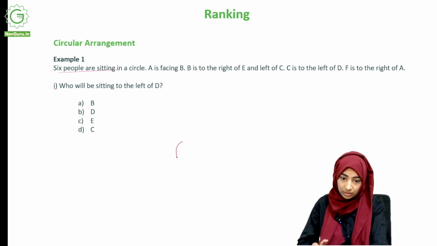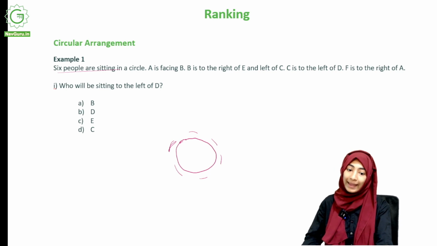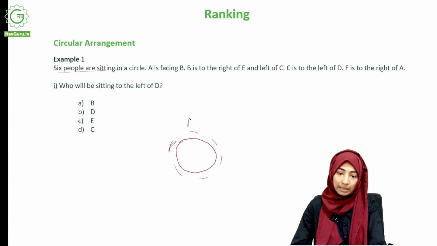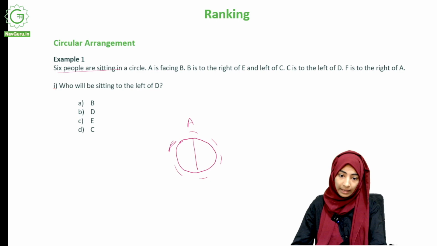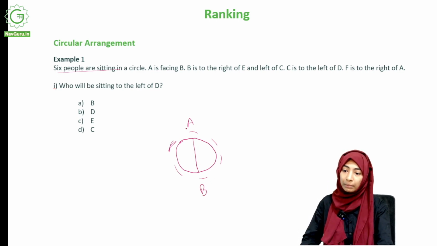First, let's draw a circle. Okay, 1, 2, 3, 4, 5, 6. Okay, approximately a circle. Now, A is facing B. So just put A somewhere, make it face B. A is facing B. Now, what do we mean by facing?